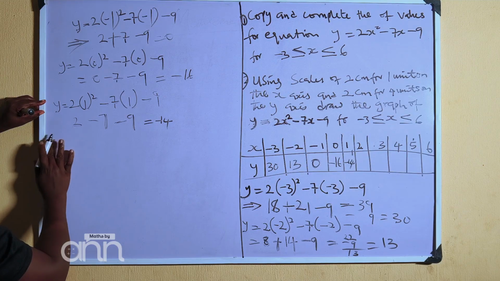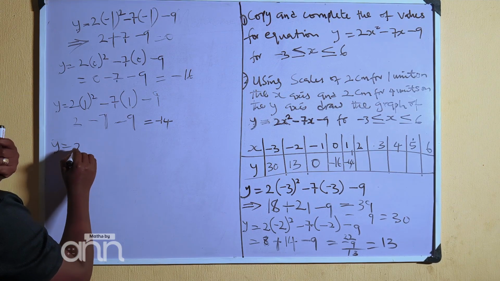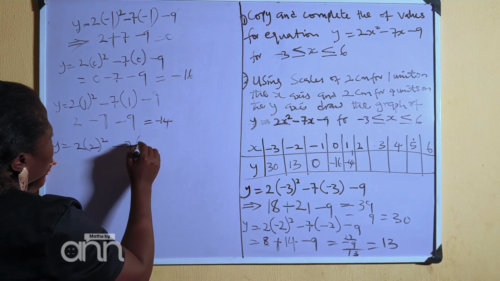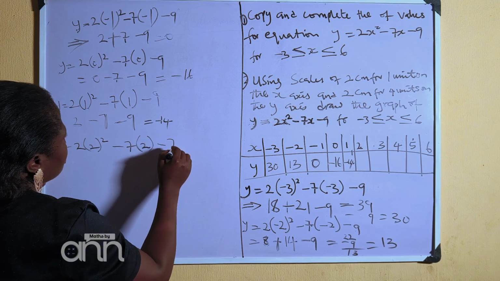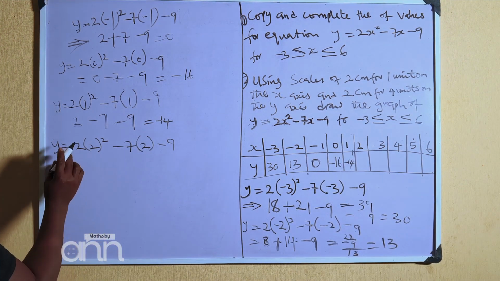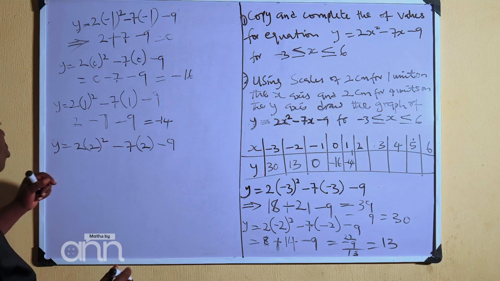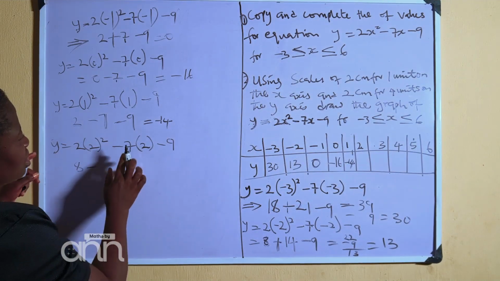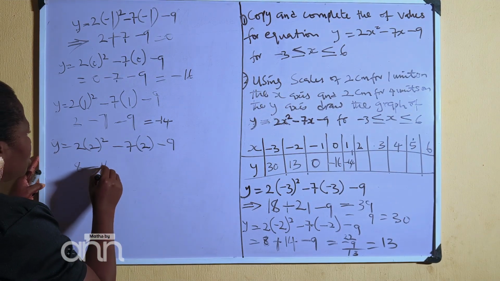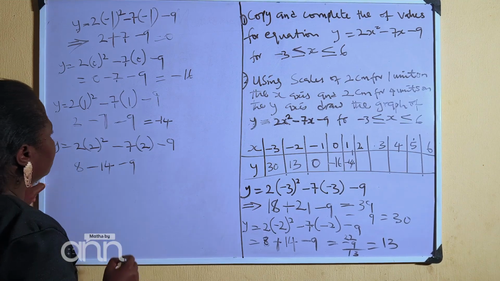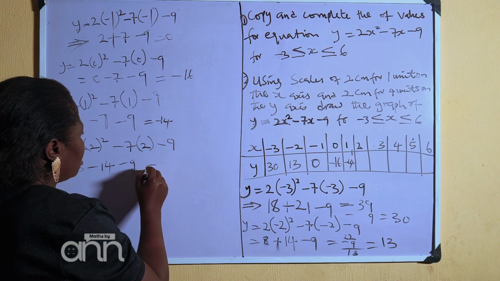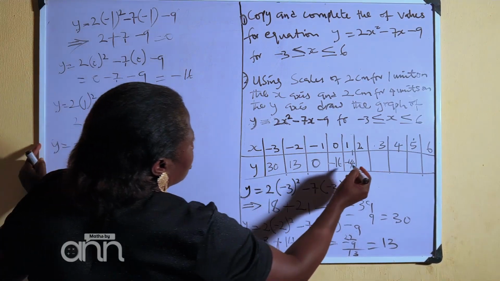Then x equal to 2. y equals 2 into 2 raised to power 2 minus 7 into 2 minus 9. 2 multiplied by 2 raised to power 2 is 4, multiplied by 2 is 8. Minus 7 multiplied by 2 is minus 14, minus 9. 8 minus 14 is minus 6. Minus 6 minus 9 is minus 15.